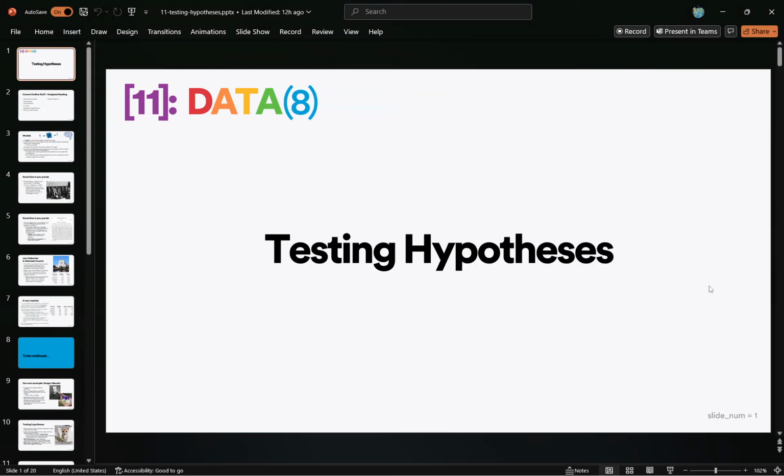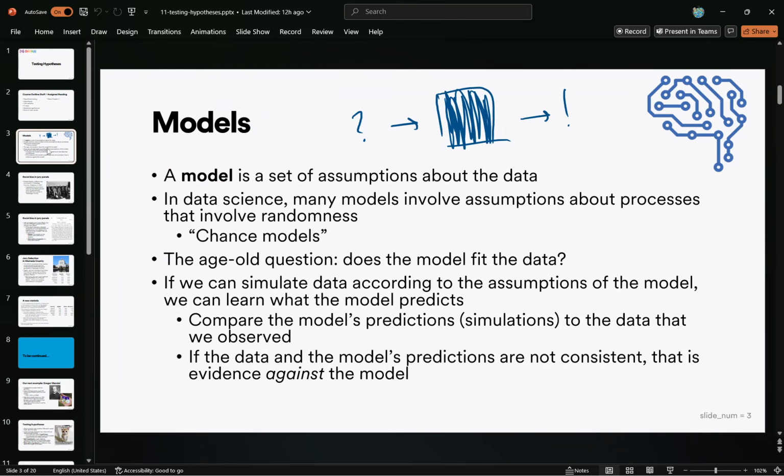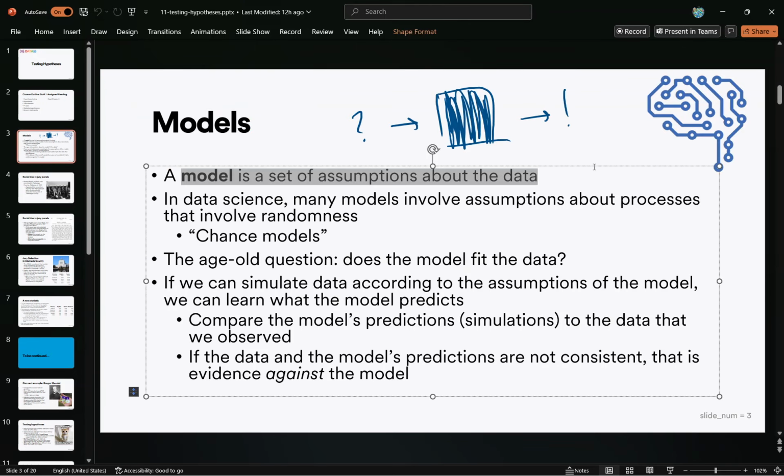So this is one of my favorite chapters, chapter 11, about testing hypotheses. We have some ideas, given some data, we come up with a hypothesis, we build a model. Remember that word? We're going to build a model, or somebody gave it to us, which is just a little black box telling us what we believe to be true. A model is something that we could usually simulate. It's a set of assumptions about the data.